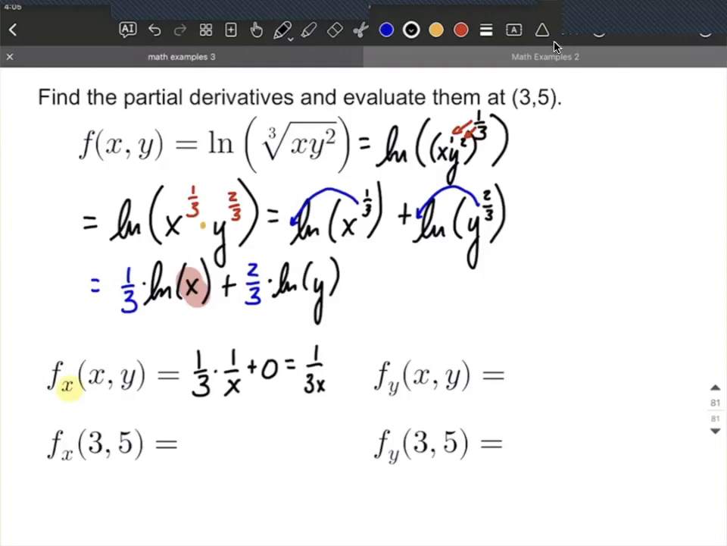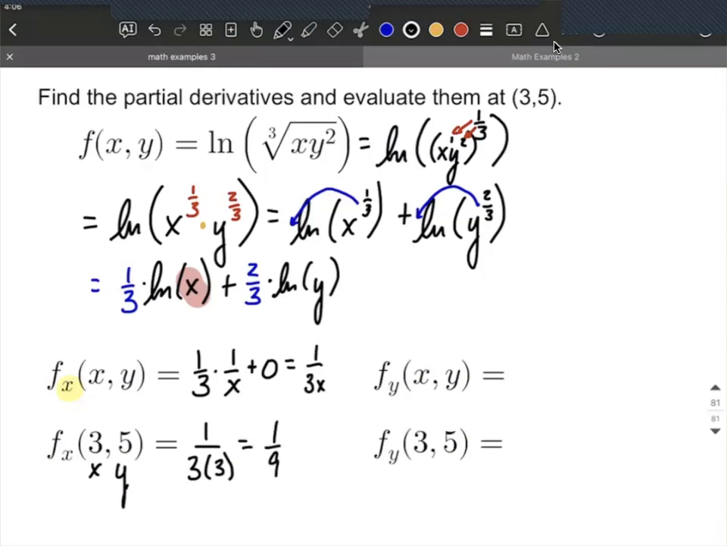Let's evaluate that partial derivative with respect to x at (3, 5). So all we have to do is we have an x value here of 3, a y value of 5, but I don't see any y's involved there, so we can just say 1/3 times 3. We've replaced the x with a 3, which works out to be 1/9.